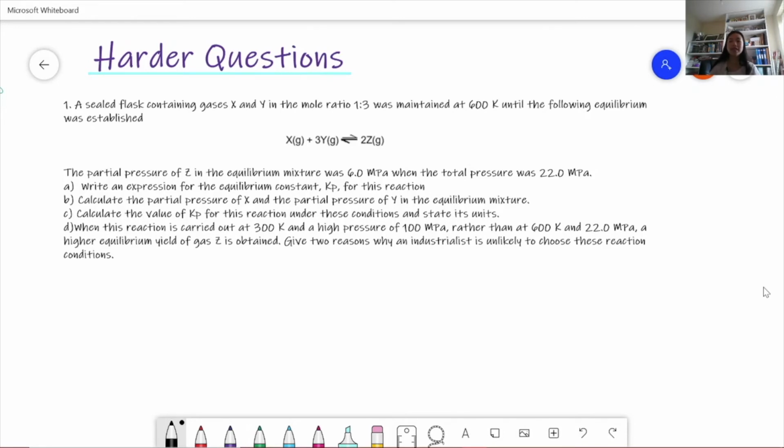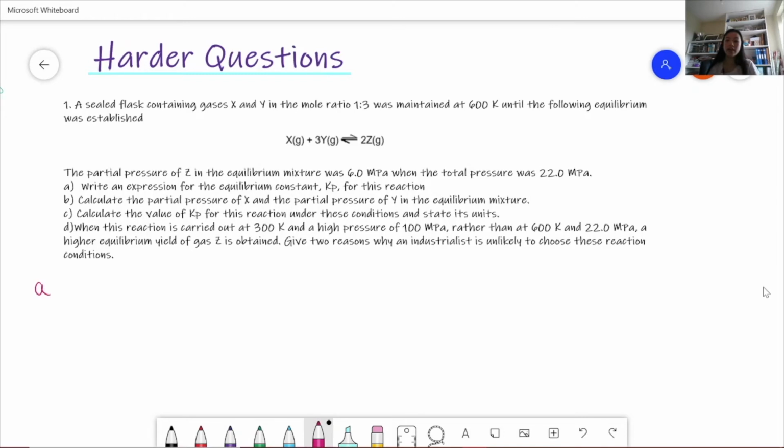We're going to look at some harder questions for the topic of Kp. So number 1 says that a sealed flask containing gases X and Y in the mole ratio 1:3 was maintained at 600 Kelvin until the following equilibrium was established. The partial pressure of Z in the equilibrium mixture was 6 megapascals when the total pressure was 22 megapascals. For A, write an expression for the equilibrium constant Kp for this reaction.